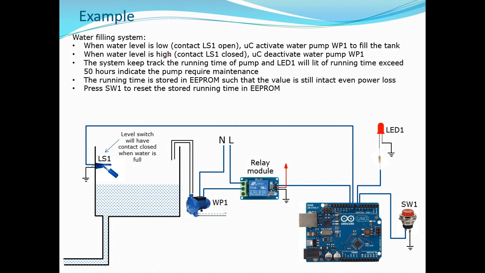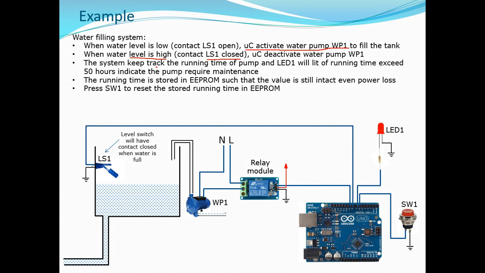To one example. First, this is the water filling system. What happened here? First, when the water level is low, that means the switch is open, the microcontroller will activate the water pump WP1, and then it will fill the tank until the level is high, which means the limit switch is closed, and then it will deactivate the water pump.